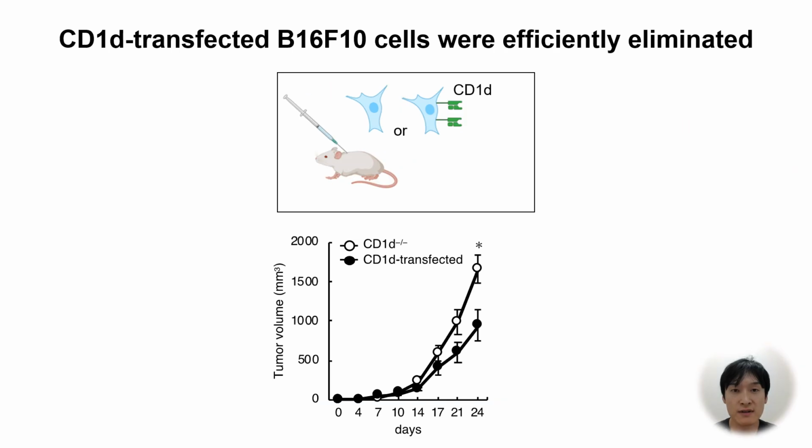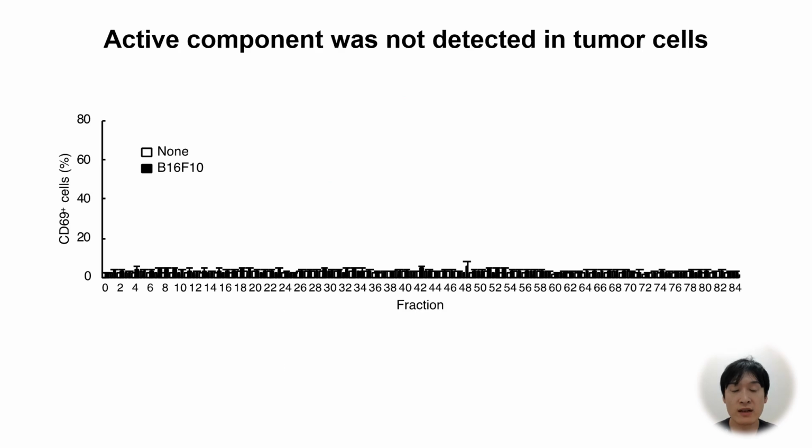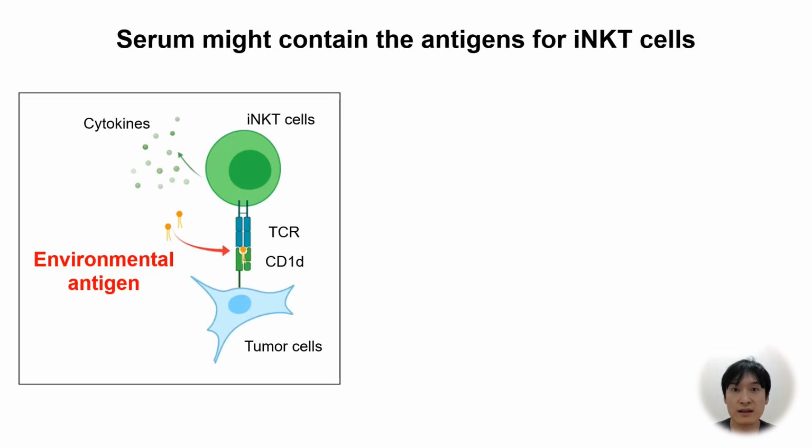We then performed a transplantation tumor model. As shown here, tumor growth was suppressed in a CD1D dependent manner in vivo. We tried to identify the antigen from tumor cells, however, no active fraction was detected. We tested the possibility that environmental ingredients contain antigen for NKT cells.